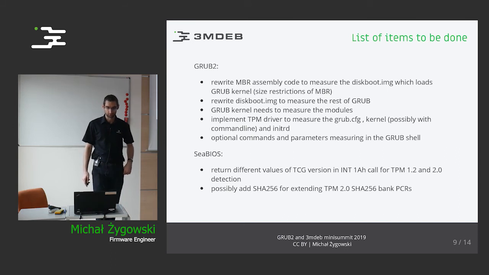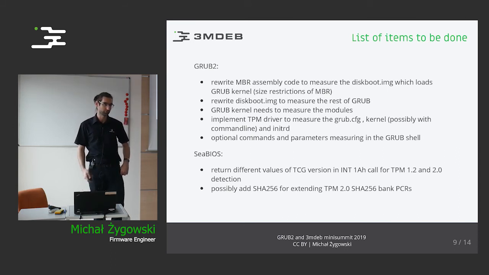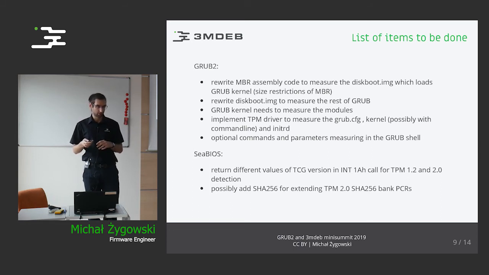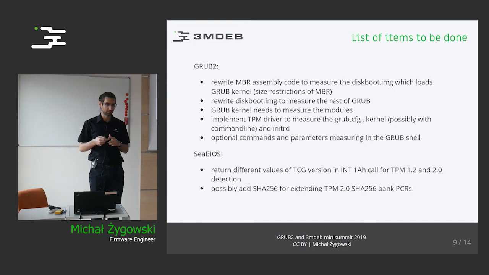And now, what has been done in Trusted GRUB to achieve this security feature? The master boot record assembly, called boot.s, has been rewritten to measure the disk boot image, which is responsible for loading the rest of the GRUB and measuring the rest of the GRUB. Then the disk boot image, on the other side, was rewritten to measure all of the rest of the GRUB which is loaded.